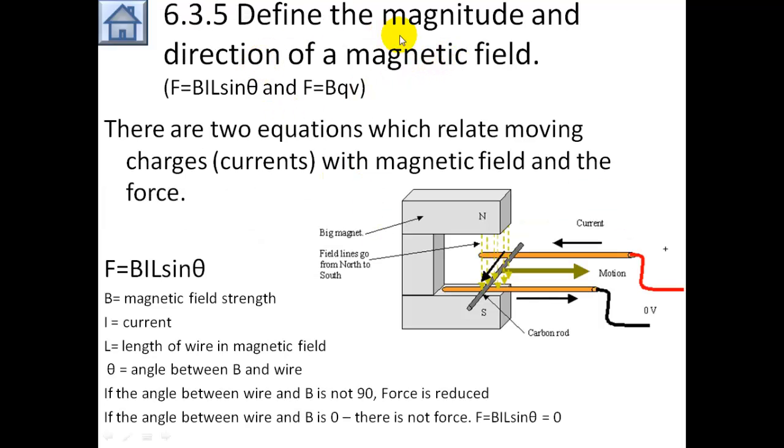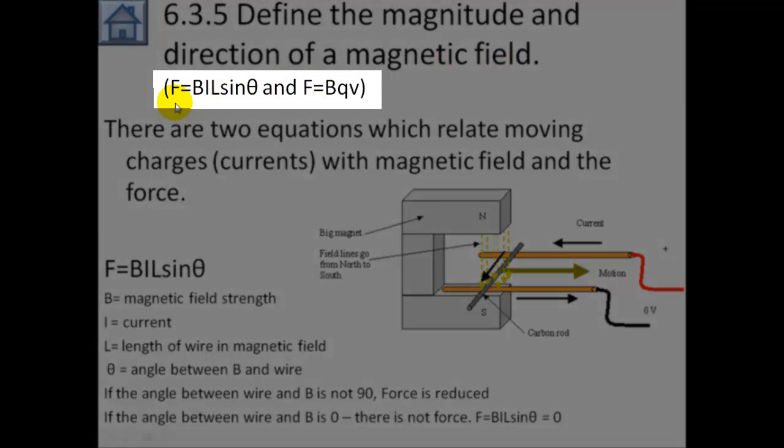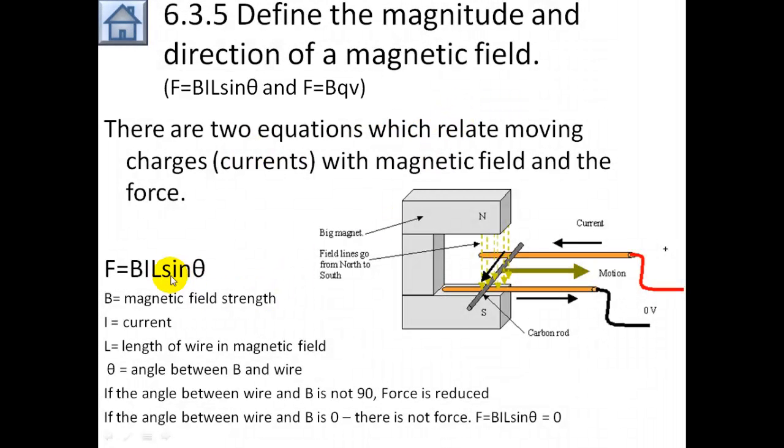Determine the magnitude and direction of a magnetic field. There are two equations that we need to know. F is equal to BIL sine theta, which is what we basically looked at, and F is equal to BQV. So these two equations you need to know. F is equal to BIL sine theta. B is the magnetic field strength. I is the current. L is the length of wire which is in the magnetic field, and theta is the angle between the magnetic field lines and the wire.